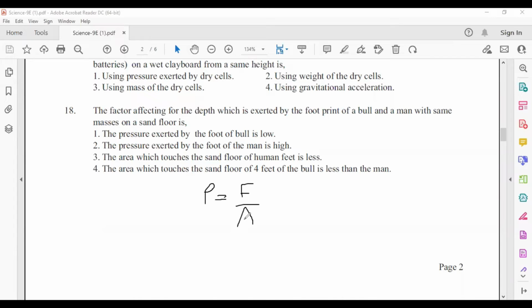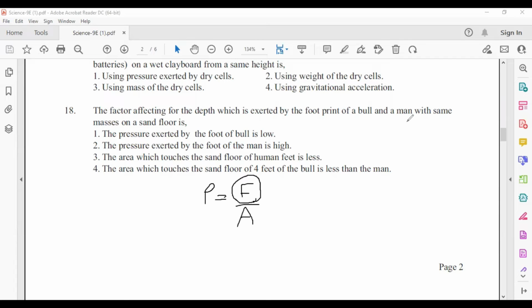Here the masses of the two animals, that means the man's and the bull's masses, are the same. So the force exerted by each organism is the same. So the pressure depends only on the area. If the pressure is high, the depth of the footprint is also high.